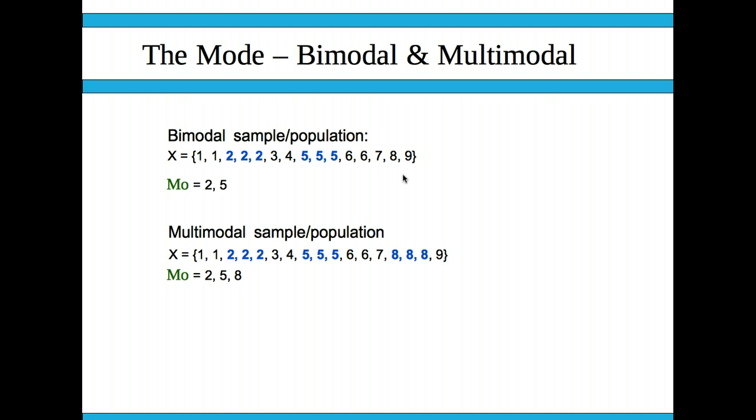And as you might perhaps imagine, we can have as many modes as possible. So we call that a multimodal sample and population, where we have 3 or more modes. So then the modes are 2, 5, and 8 in this case. I'll just count these for you, but you know what I'm talking about.